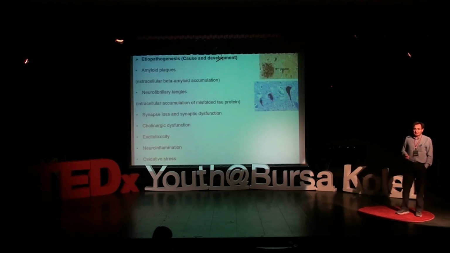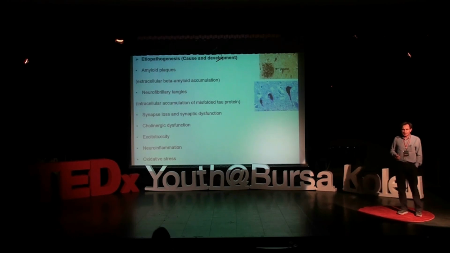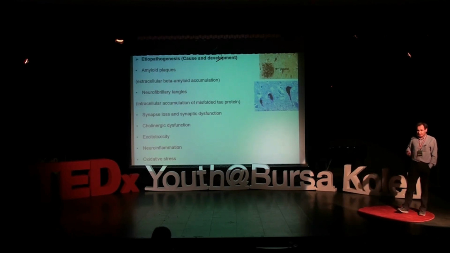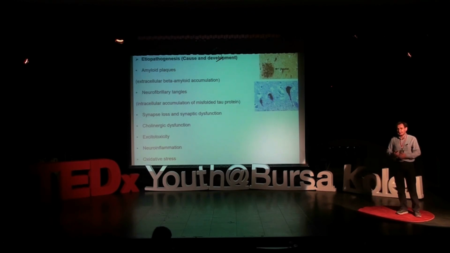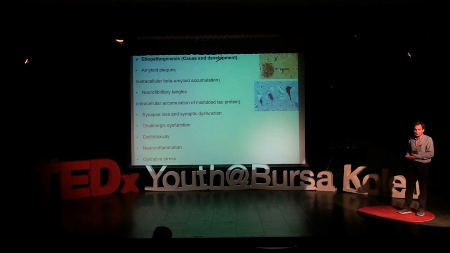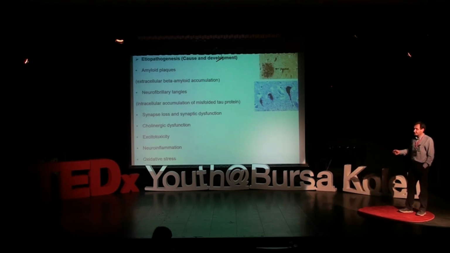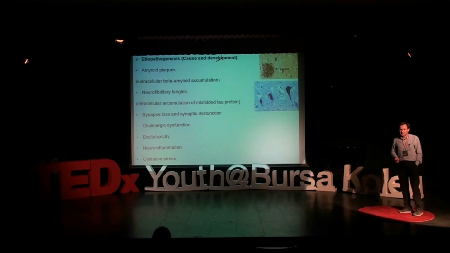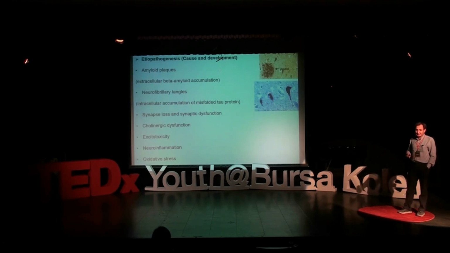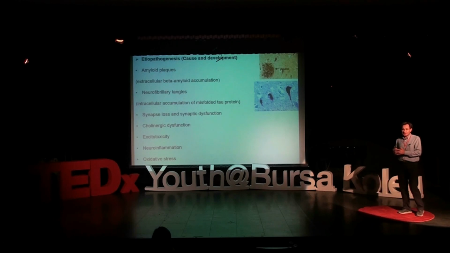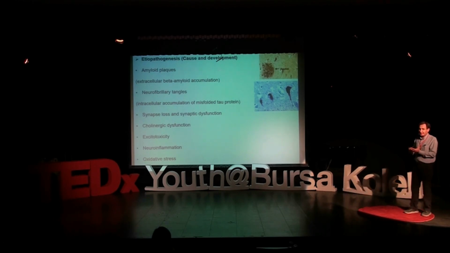So, what are the potential causes and factors that cause the development of the disease? Actually, first of all, I must tell you that the exact cause of the disease is not known at the moment. These are potential causes and pathologic changes in the brain that progress with the development of the disease. Amyloid plaques, these are extracellular beta-amyloid accumulation. Beta-amyloid is a protein which is normally found in cells, but it accumulates and aggregates outside the cell, and it makes clumps, as you may see in this figure, in this illustration here.